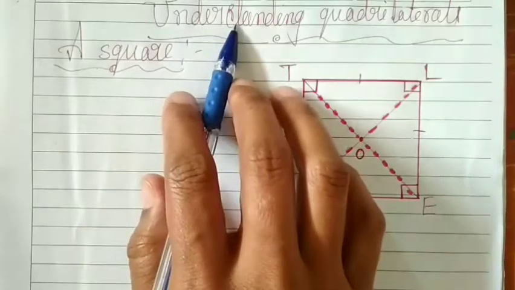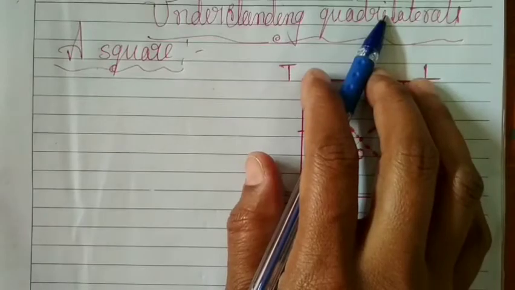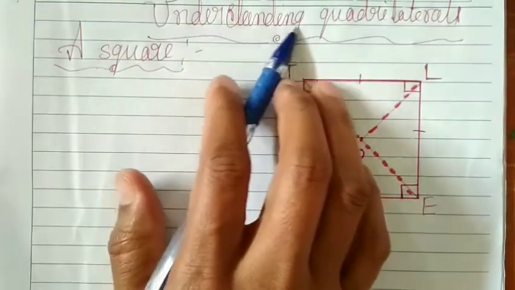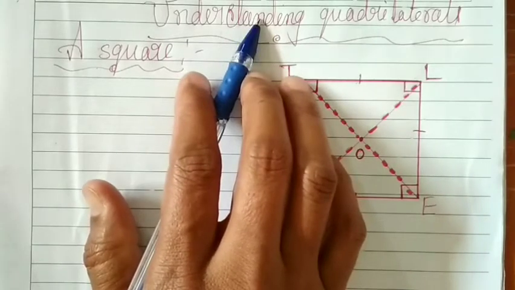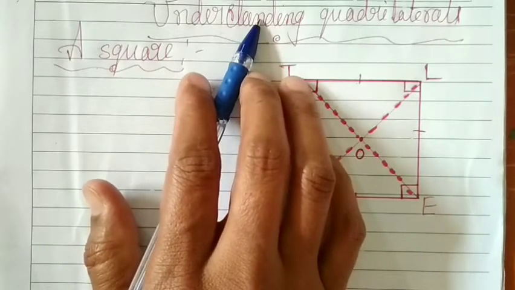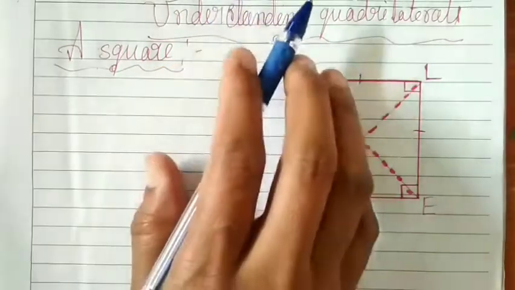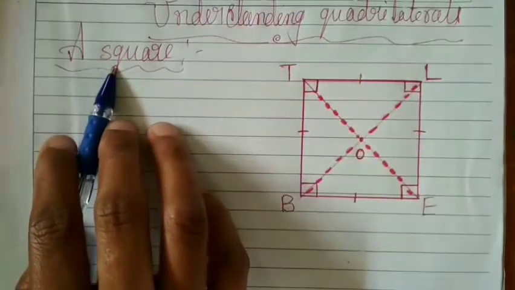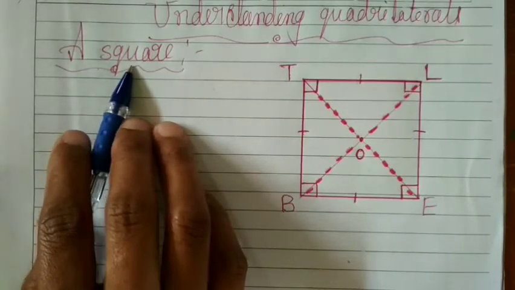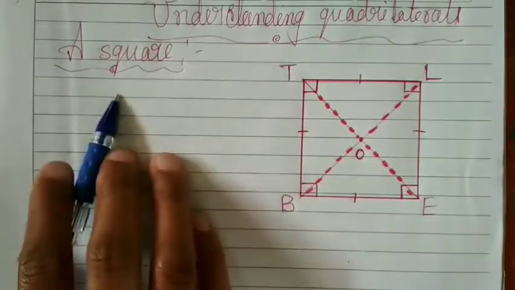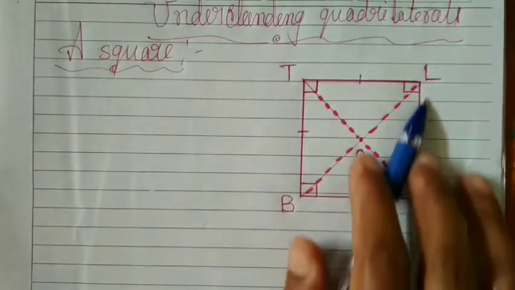Good morning, dear children. Today we will discuss understanding quadrilaterals in some special parallelograms. The first quadrilateral is the rhombus and the second quadrilateral is the rectangle. So the third quadrilateral is a square. A square is a rectangle with equal sides.